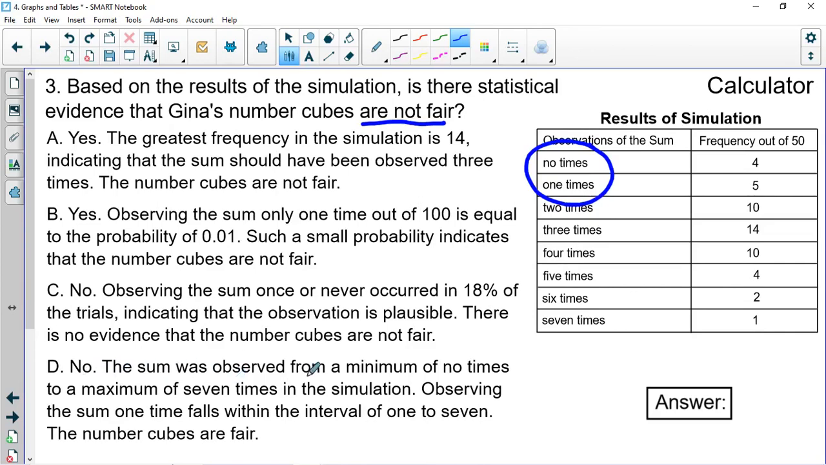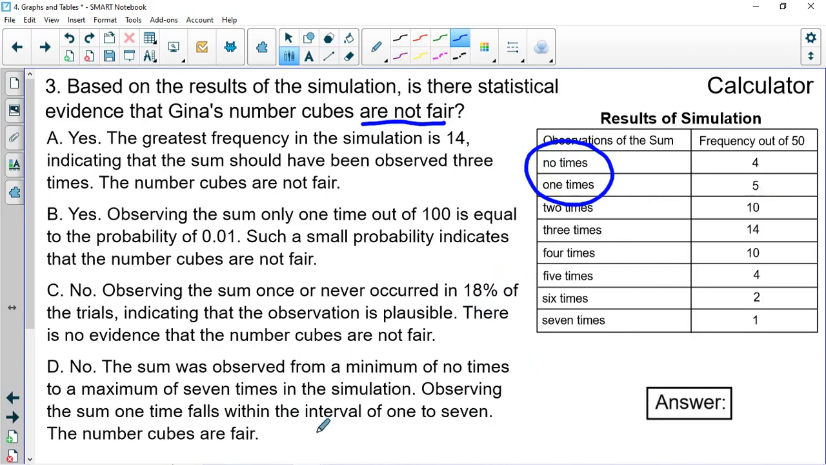D says no, the sum was observed from a minimum of no times to a maximum of 7 times in the simulation. Observing the sum one time falls within the interval of 1 to 7. The number cubes are fair. I do not like this choice as much as C, and let me see if I can explain why. One thing I don't like about it is this sentence right here where it says observing the sum one time falls within the interval of 1 to 7. It's like, okay, technically that's true, but I don't know if that's a real solid mathematical argument. Like this whole 18% argument sounds a lot better to me.